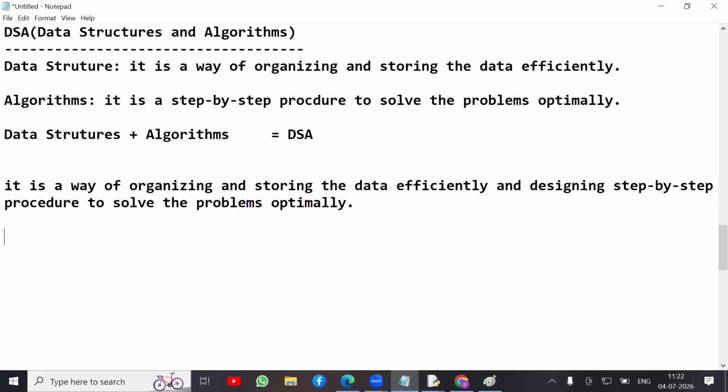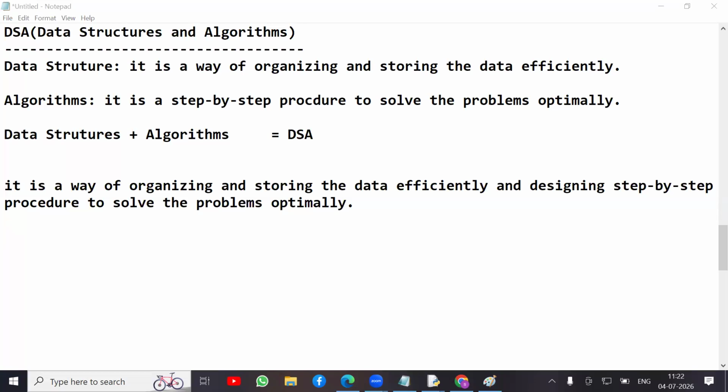Okay, now simply observing very clearly, data means that is a raw fact. Algorithms means process. Okay, on top of the data, we can apply the algorithms, and we will get useful information.